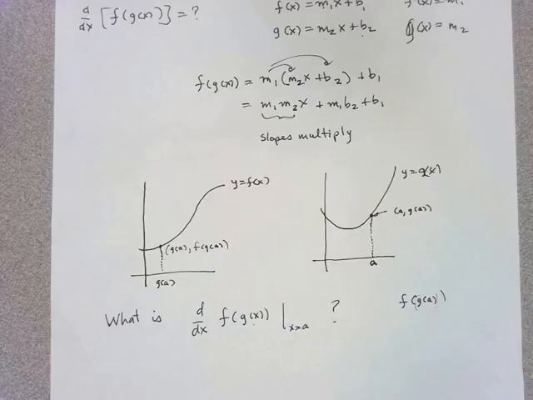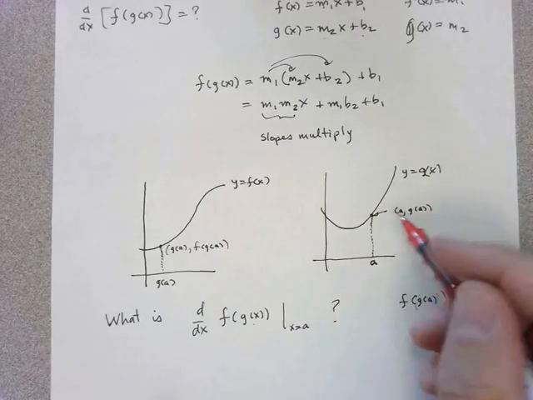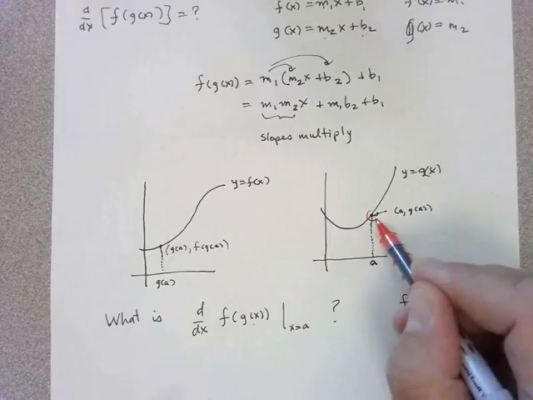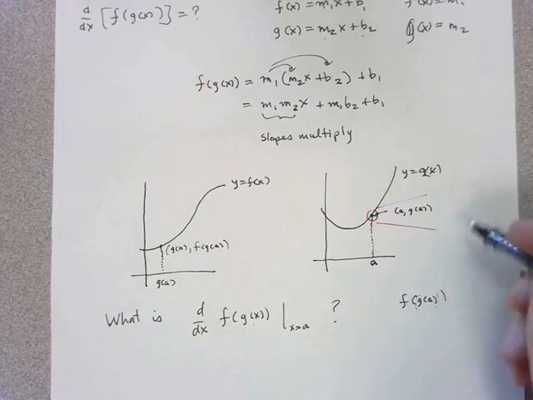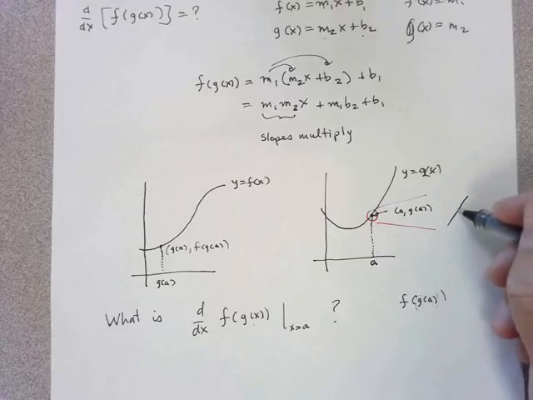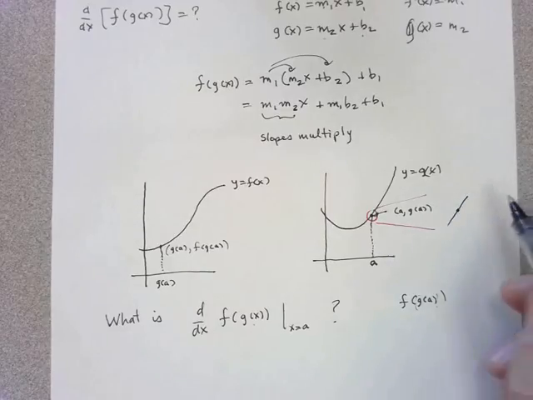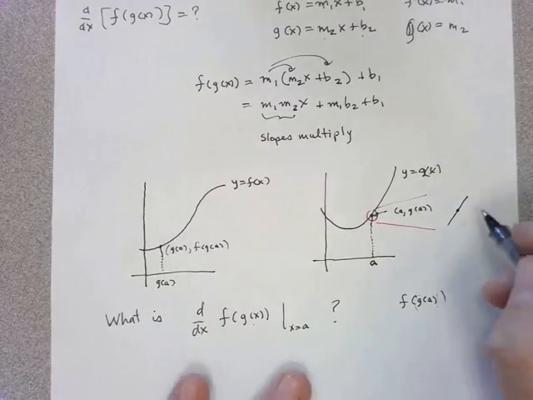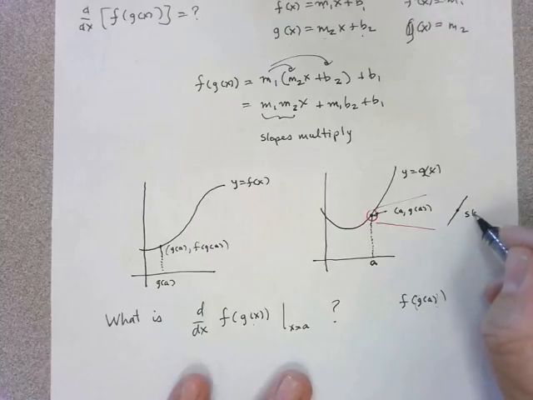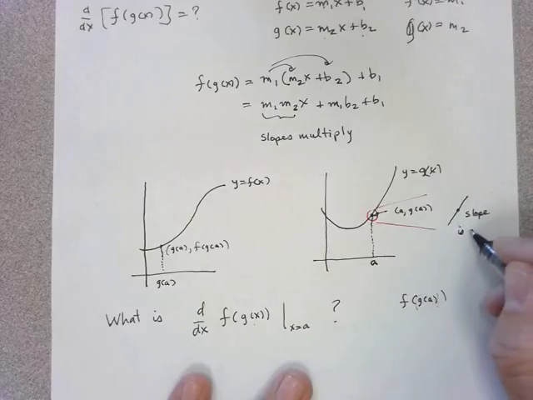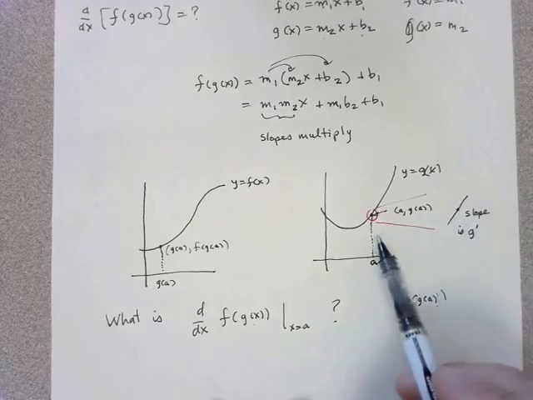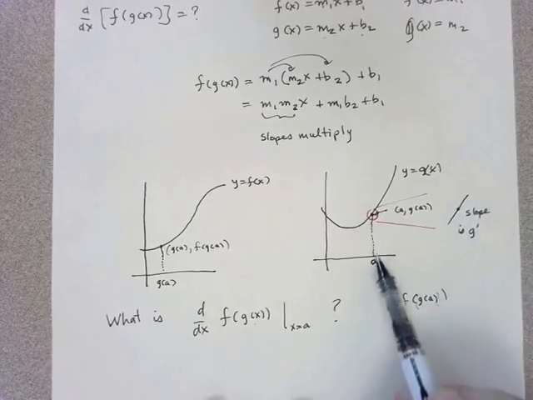Now, when I look really closely at each of these functions, they look like lines. If I zoom in here, this looks basically like a line. If I look really, really closely, it looks like a line. And we know the slope of this line is given by the derivative of g. But it's the derivative of g at this value, at a.